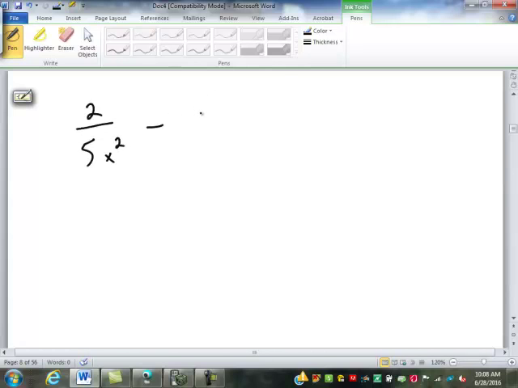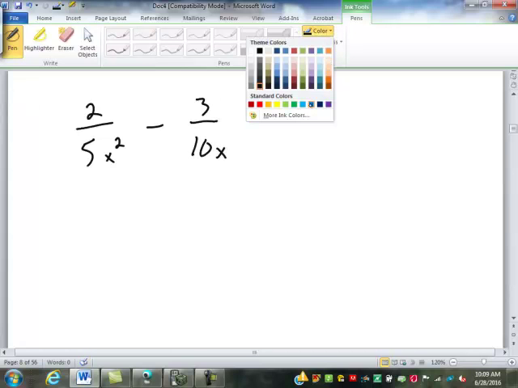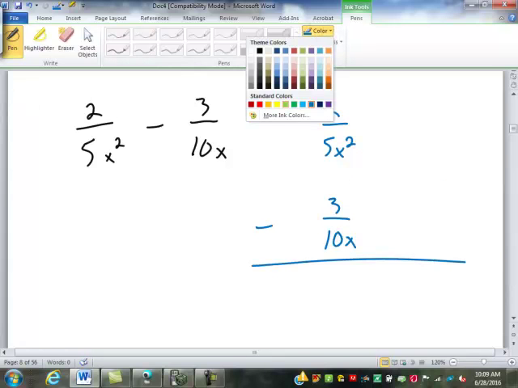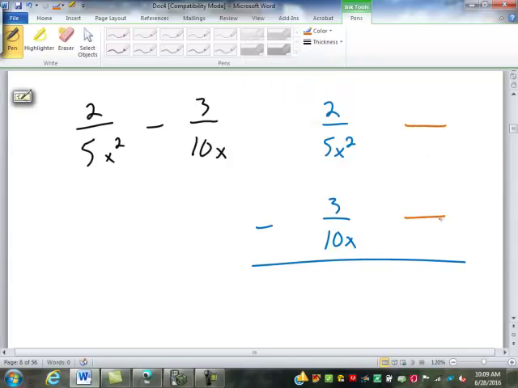So 2 over 5x squared minus 3 over 10x. The big difference here is this is subtraction. How does that change things? Really not at all. We still need to find a common denominator. Between 5 and 10, it's a 10. And for the x squared and x, the largest power is the squared, so x to the second.